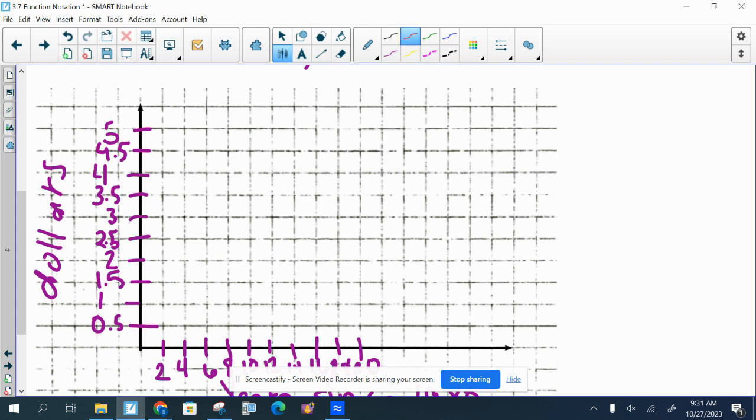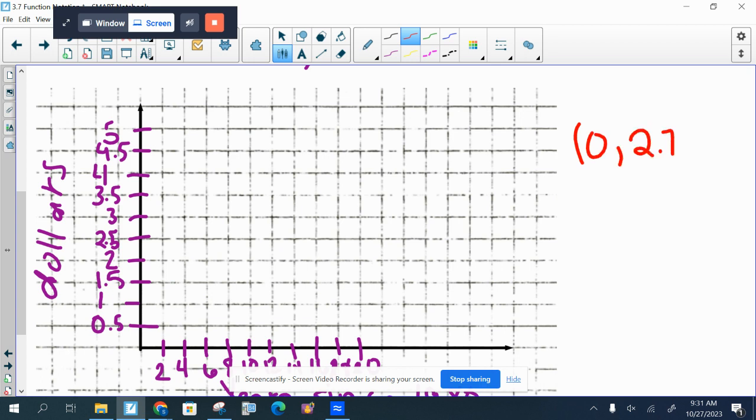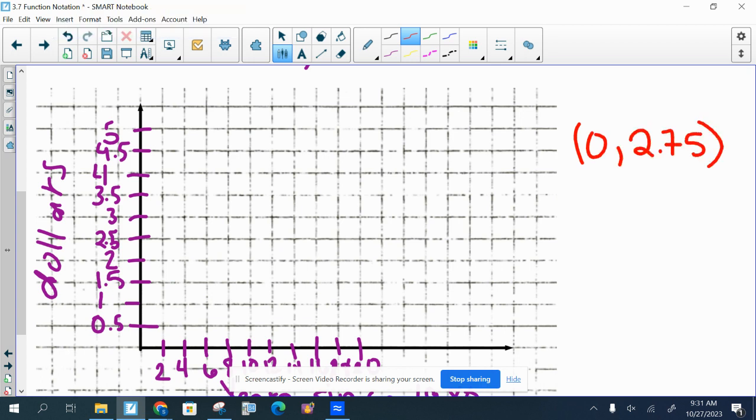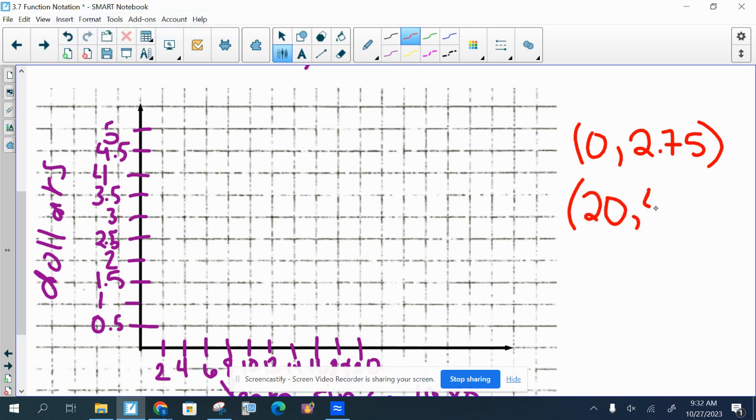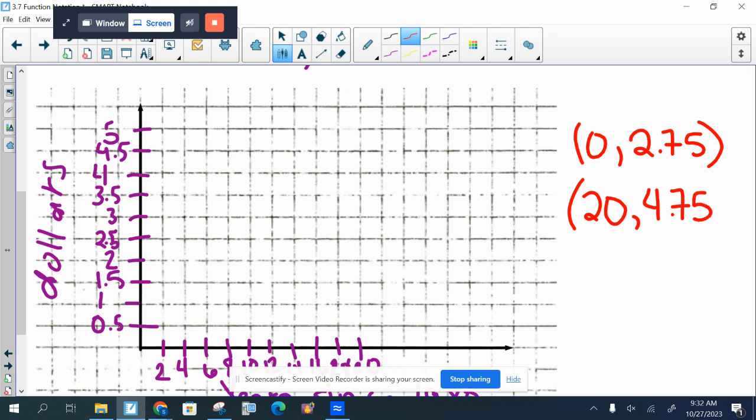Next, we need to plot our first point and our last point. So our first point is when x is 0, the y was 275. And then the last point on the right is when x is 20. We said the cost was 475. So we are going to now plot those 2 points, draw a line segment between them. Remember, don't put arrows, because it doesn't go past these years. So go ahead and do that part.